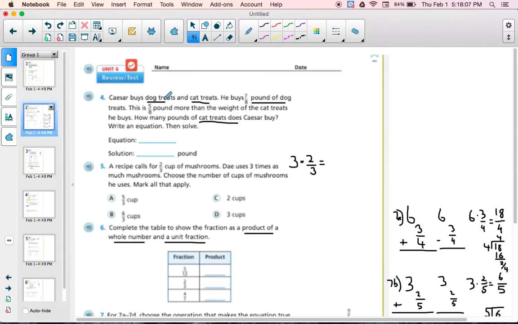Number 4, Caesar buys dog treats and cat treats. He buys 7/8 pounds of dog treats. Okay, got it. This is 5/8 pounds more than the weight of the cat treats. It's telling me that the dog treats weigh more than the cat treats. How many pounds of cat treats does he buy? Write an equation. So I think that if I know the weight of the dog treats, 7/8, and I subtract out the 5/8 that it's greater, should tell me the weight of the cat treats.